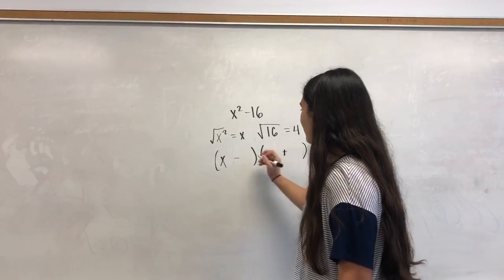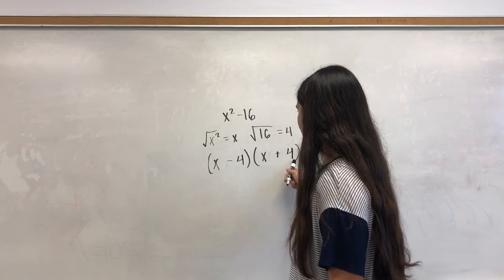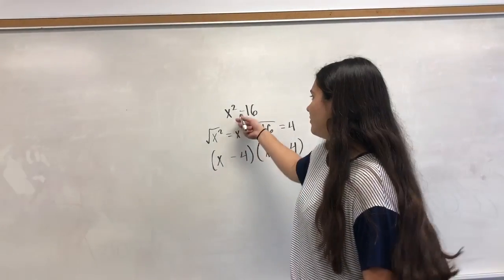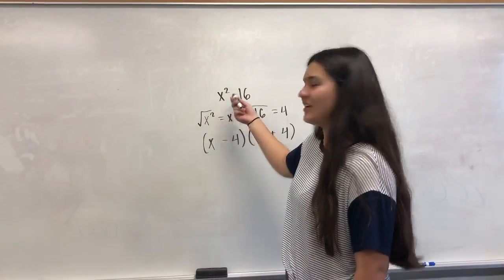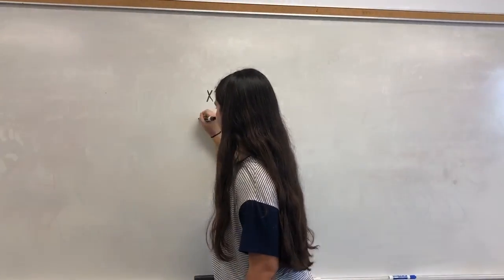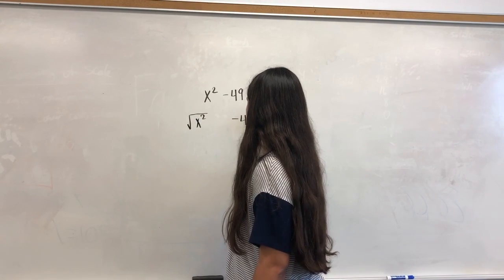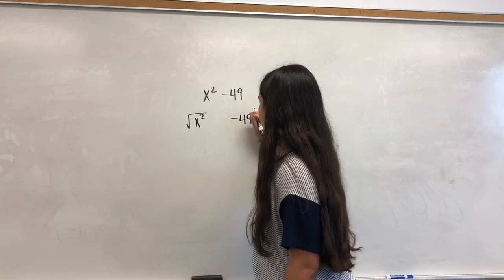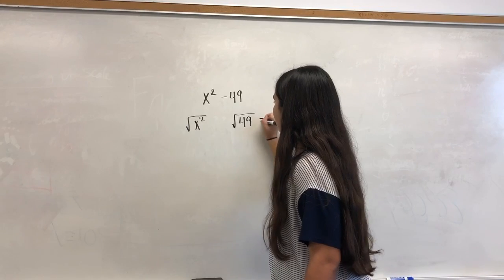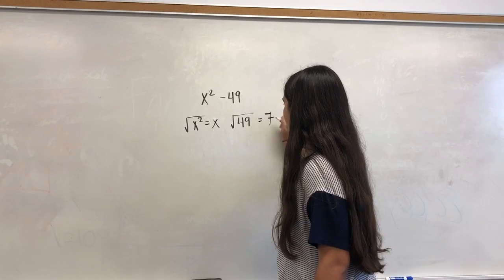And then you're going to put the 4 in for both. So that way these multiply to that. And then when they add together, it gets rid of the other variable. It's going to be like the same thing. So you're going to do x squared and -49. Well, this is going to be x. This is going to be 7.